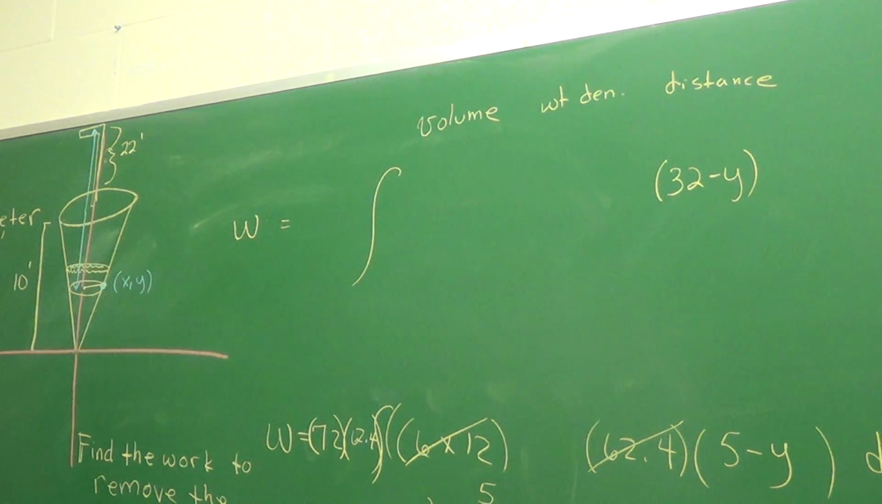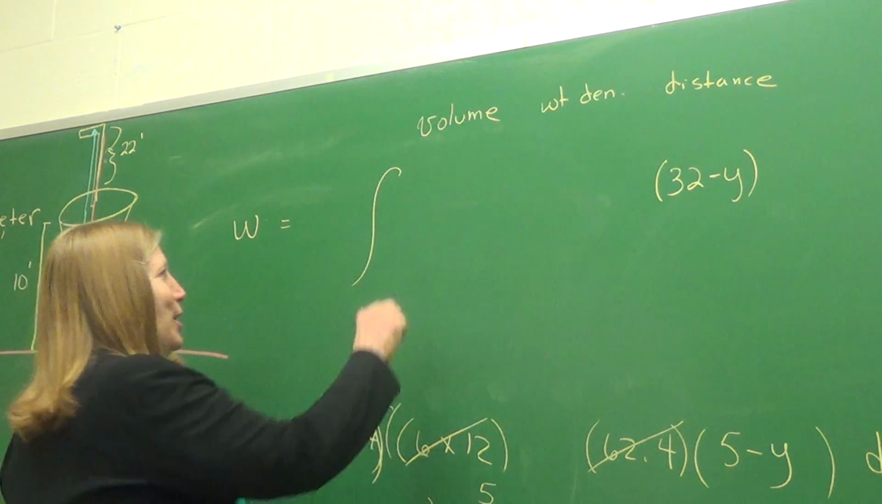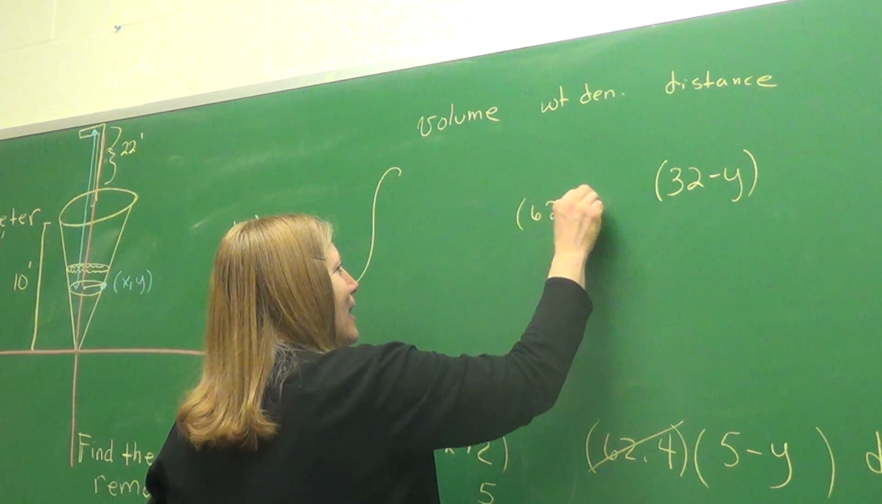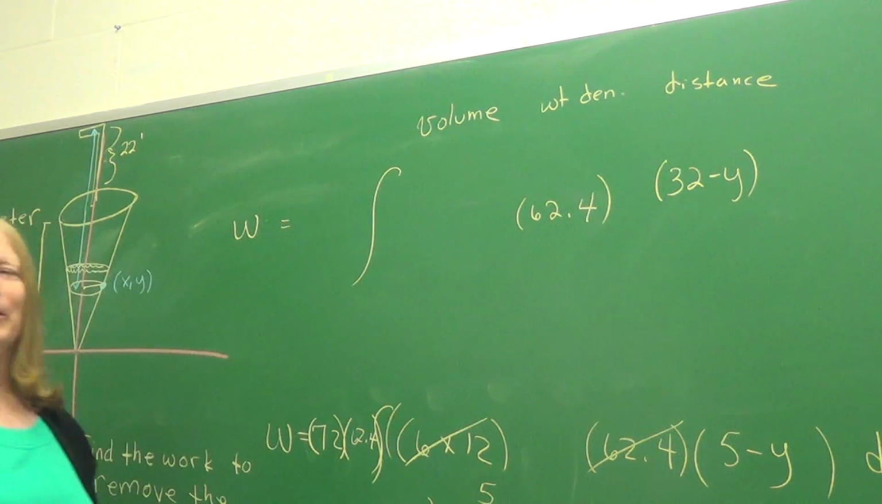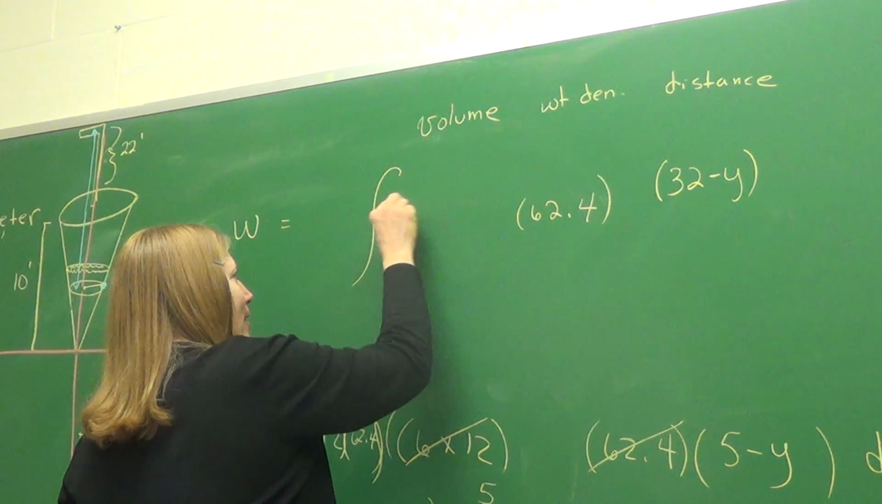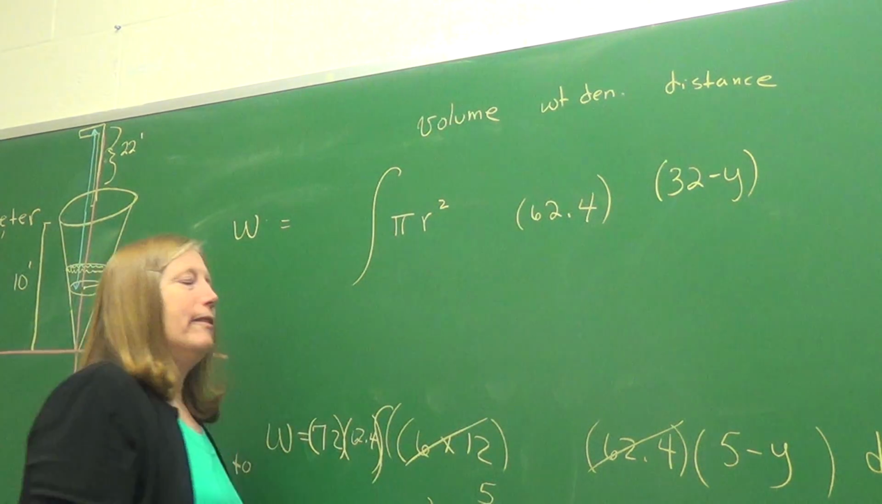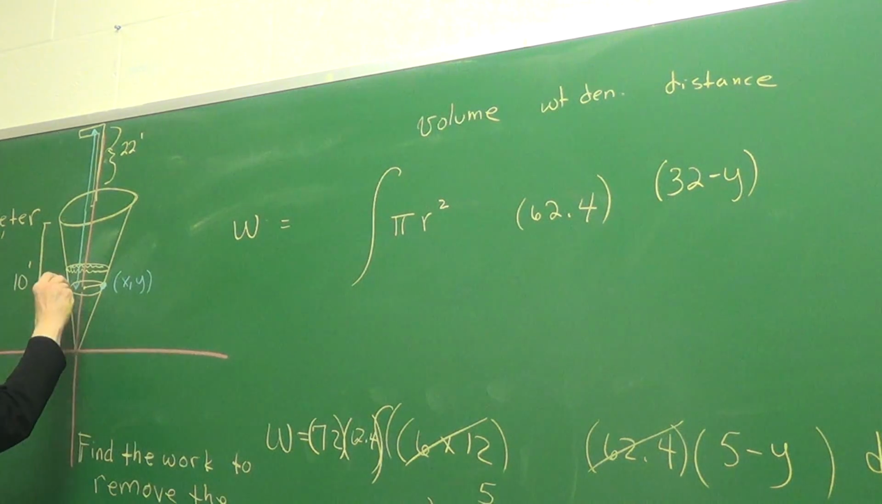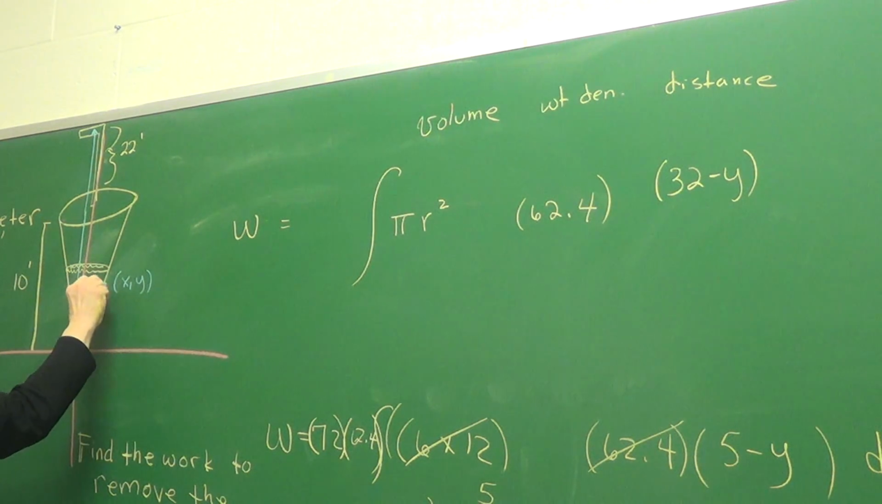All right, Brendan, you get the weight density. Can I have 62.4? Yeah, 62.4. All right, we'll bring it out in a minute. Okay, Morgan, you get the area of this circular sheet. The circular sheet has the area pi r squared. And then r is 6. And the thickness of the sheet is very thin, infinitesimally thin.